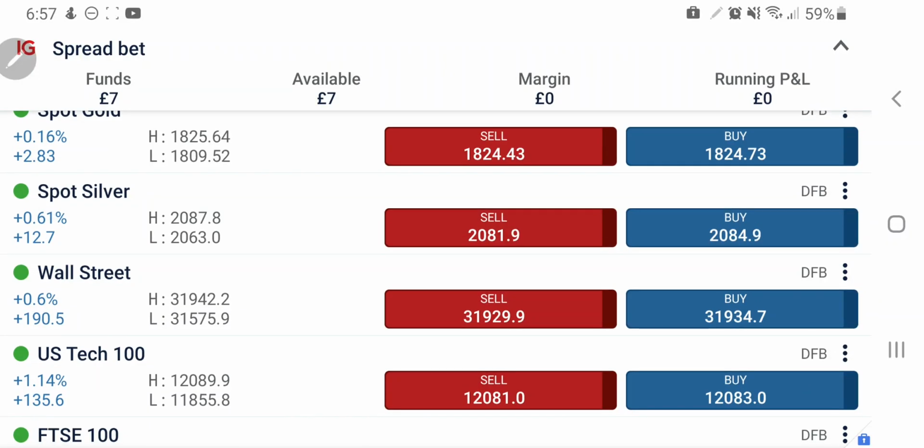A good drop and a sharp recovery in a volatile market. That is the symbol. Right now the markets are trading extremely volatile, and both Dow Jones and Nasdaq have recovered nicely from the lows they hit yesterday, 31,200 and 11,700.